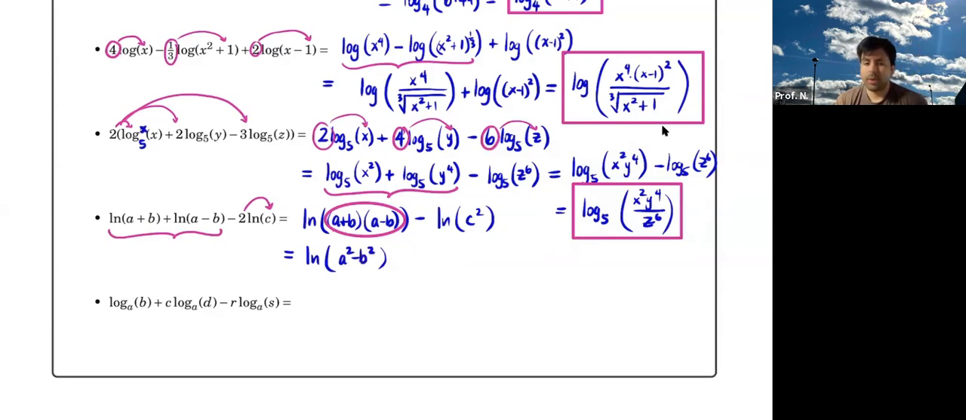It's the difference of perfect squares. Remember, a squared minus b squared is a plus b times a minus b. So if you multiply a plus b and a minus b together, you get a squared minus b squared. And this is minus ln of c squared.